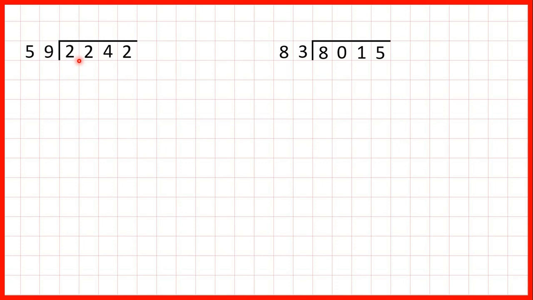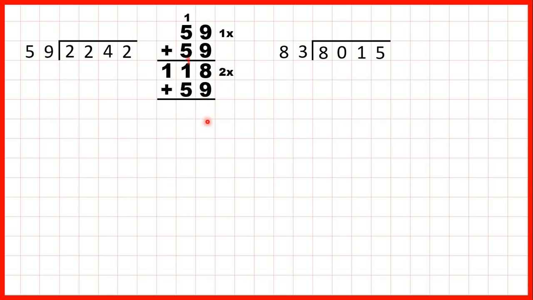We have 2,242 divided by 59, so we need to work out our 59 times table. 59 is 1 times 59. If we add another 59, we get 118, so that must be 2 times 59.